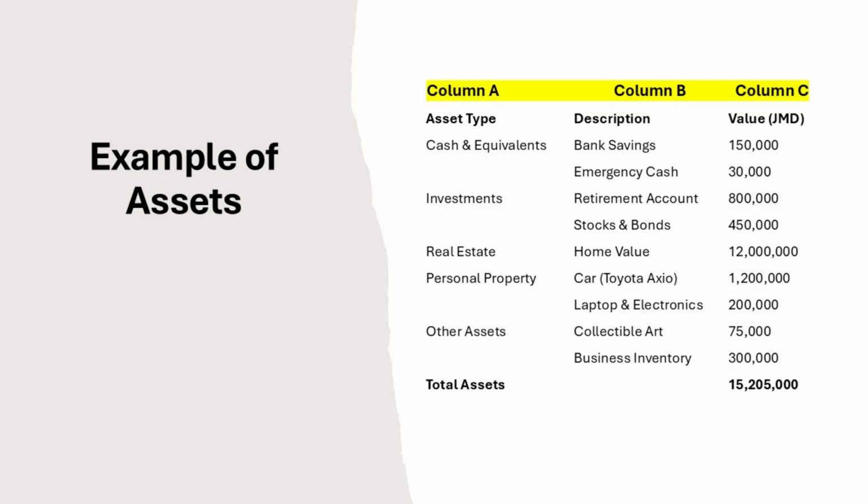Begin by listing your assets. Assets are anything you own that has value. List each one in the description column and add its current market value in column B. Use realistic market values. Check appraisals or online prices if you're unsure.